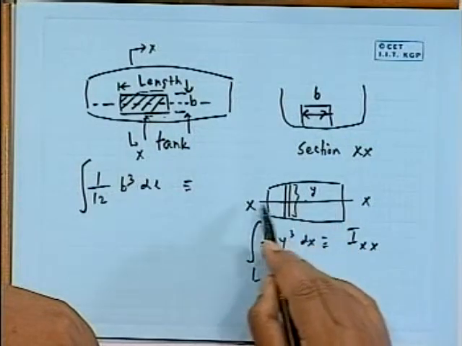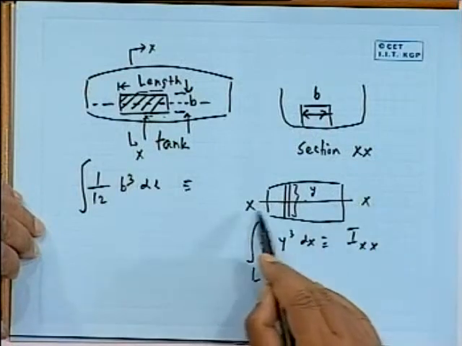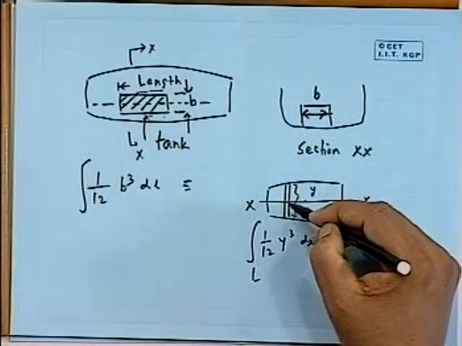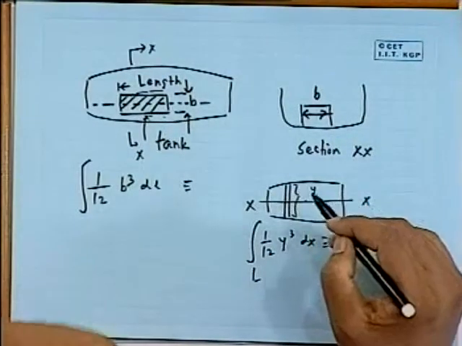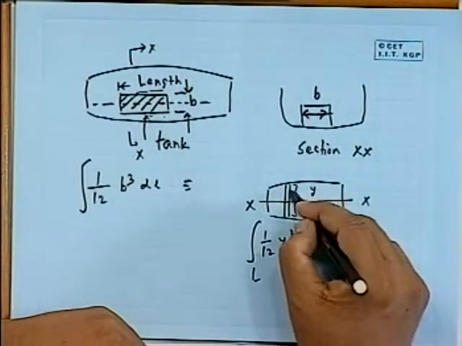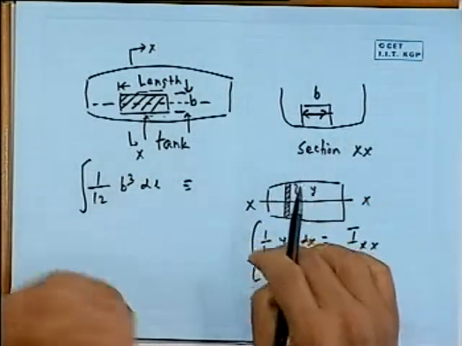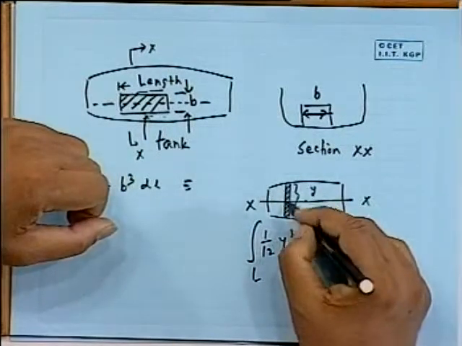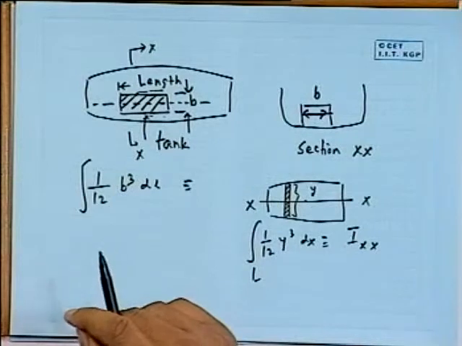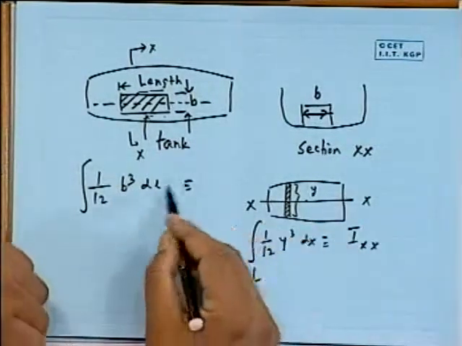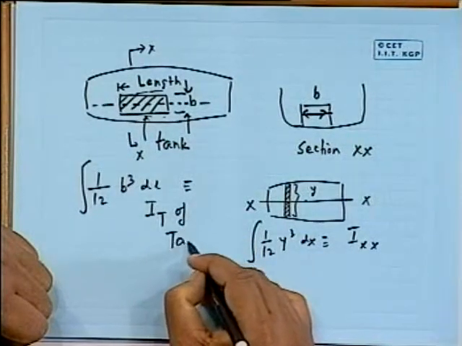This is the formula of that Ixx. If you have any area at all, and an axis going through its centroid, then the moment of inertia is 1 by 12 of breadth cube into dx. You see how it works: you take each strip here as a box. We know the formula is 1 by 12 of the cube of this into dx. Keep on adding them along the length. So what it means is that this part becomes equal to IT of the tank.